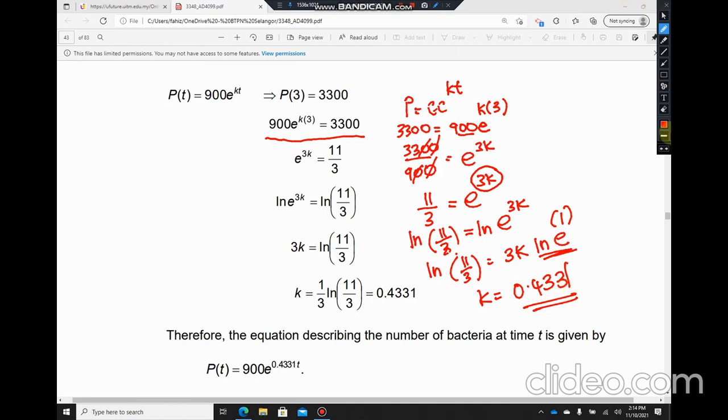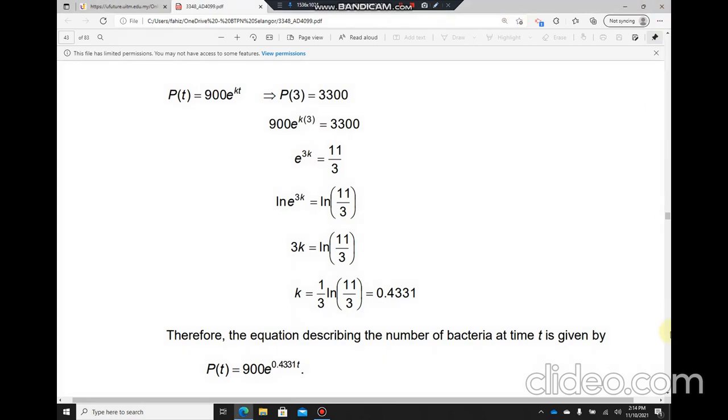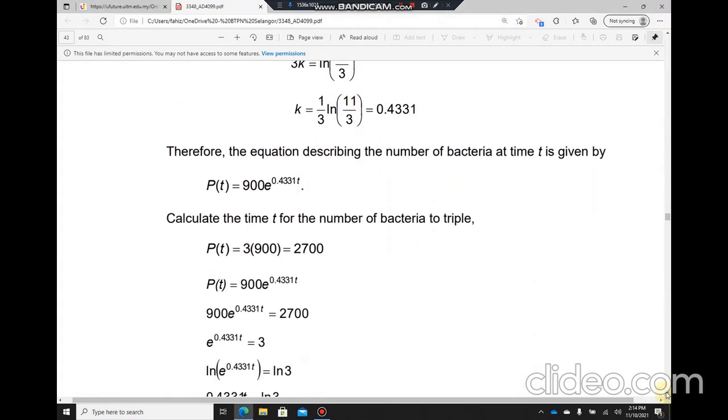Okay, now, therefore the equation describing the number of bacteria at time t is given by P(t) equals to 900 e^(0.4331t). So, aim kita memang nak dapatkan this equation. Okay, your equation is P(t) equals to 900 e^(0.4331t). So, kita dah cari nilai untuk C and k.